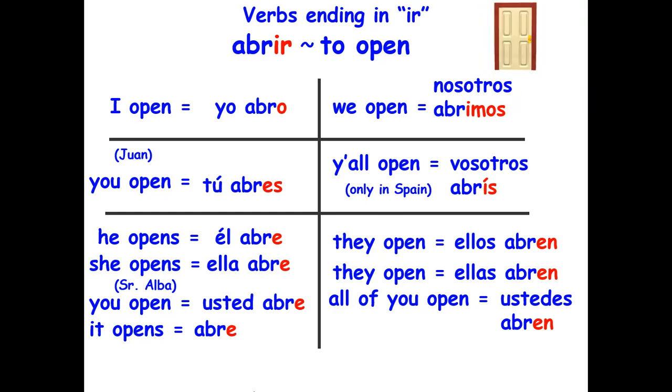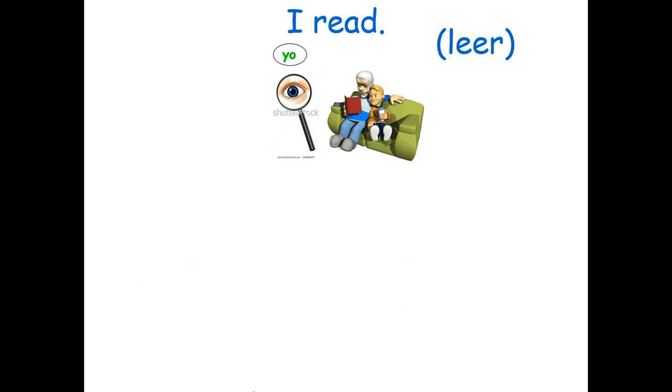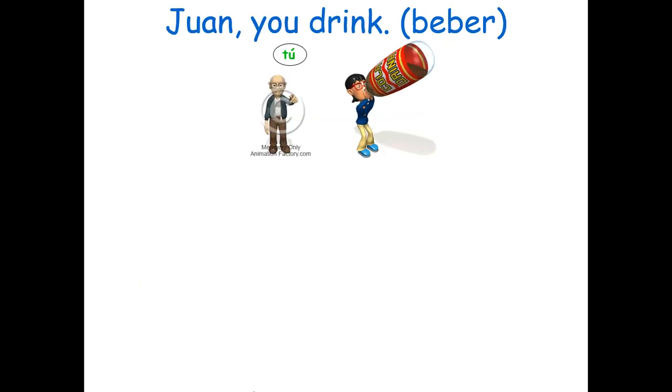Just another note, remember that the yo, tú, él, ella, usted, nosotros, vosotros, ellos, ellas, and ustedes do not have to be used. Remember, those are only for emphasis or for clarification. You do not have to use them. Most Spanish speakers don't. ¿Cómo se dice I read? Leo. ¿Cómo se dice Juan, you drink? Bebes.